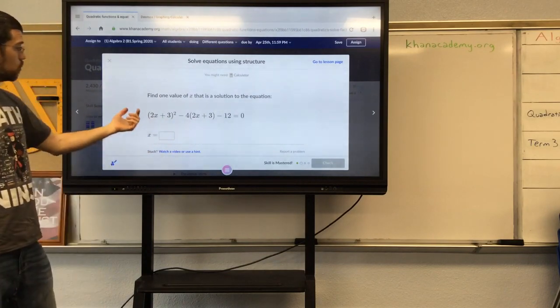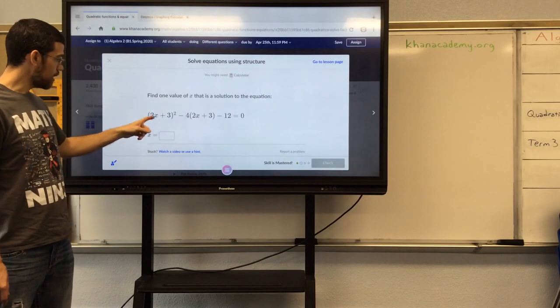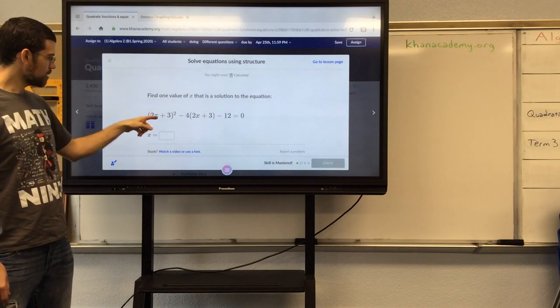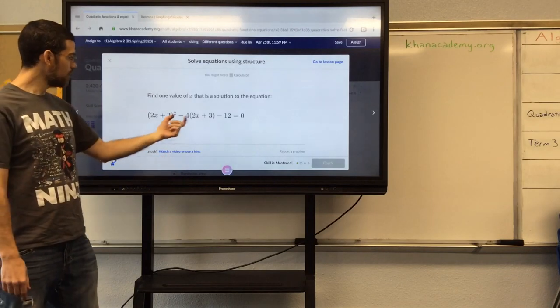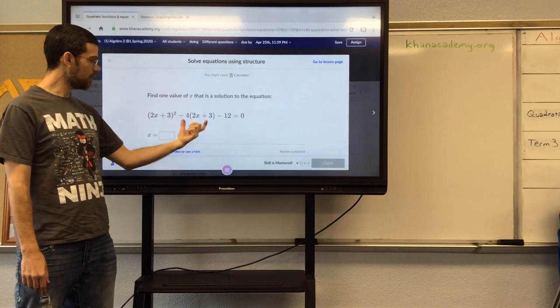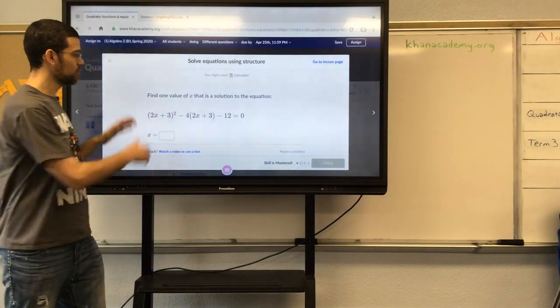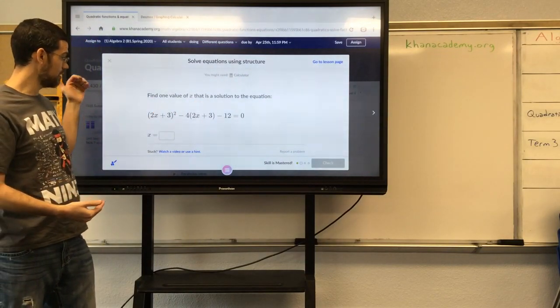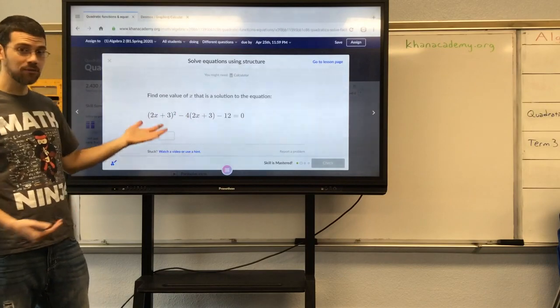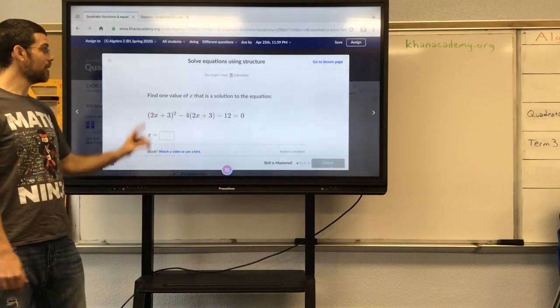Okay, so we could start by expanding (2x + 3) squared, so that's (2x + 3) times (2x + 3). And then we could use the distributive property here. We could combine like terms and we end up with a polynomial that we can solve for x in. That'd be fine, but there's a faster way.